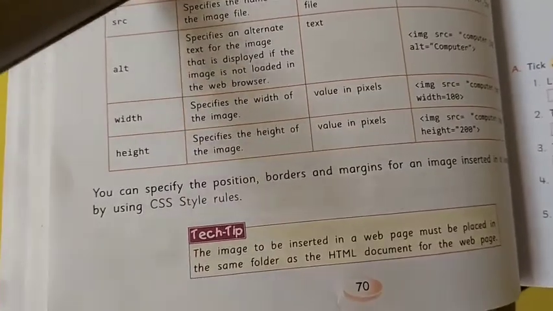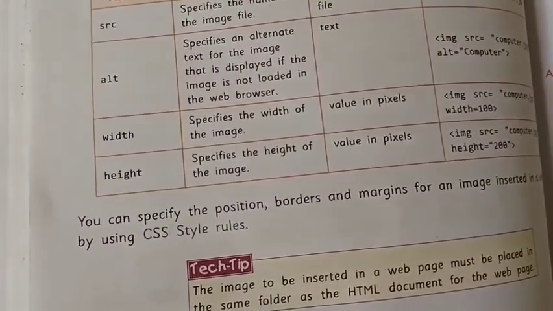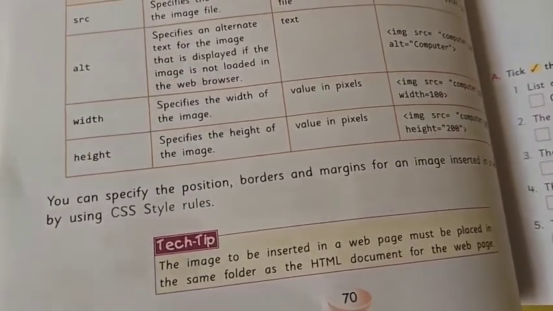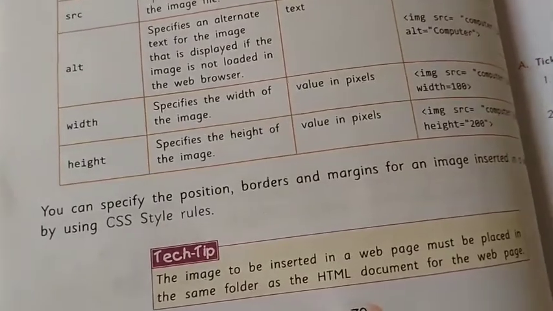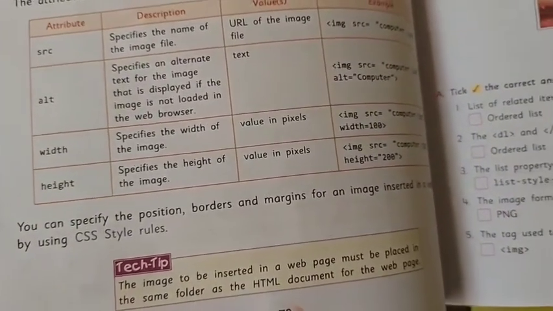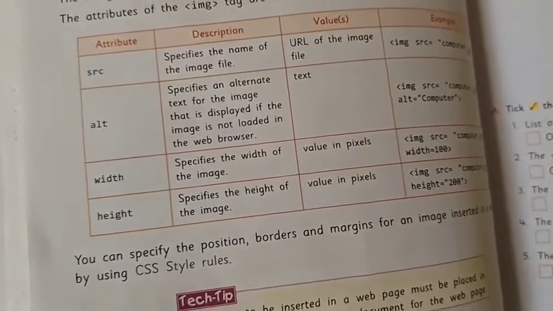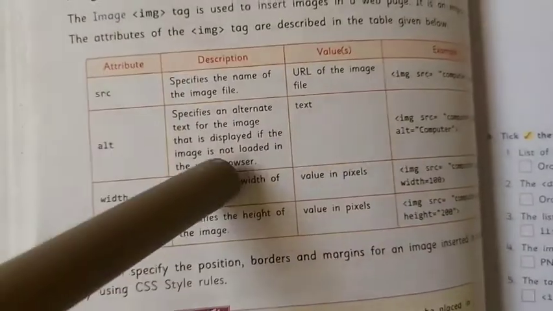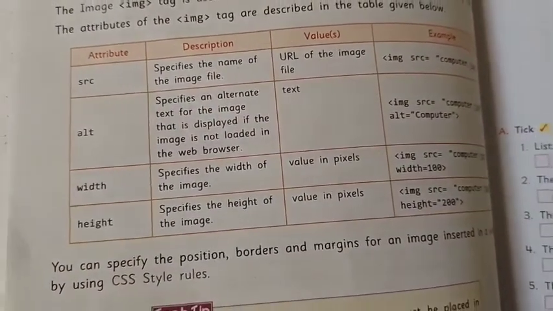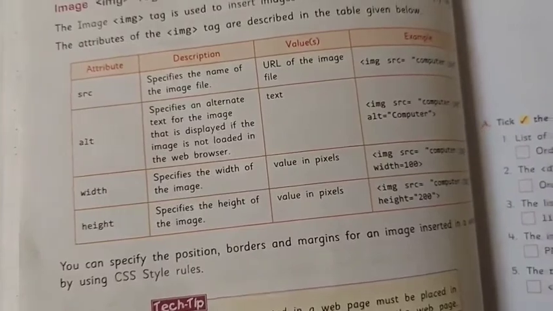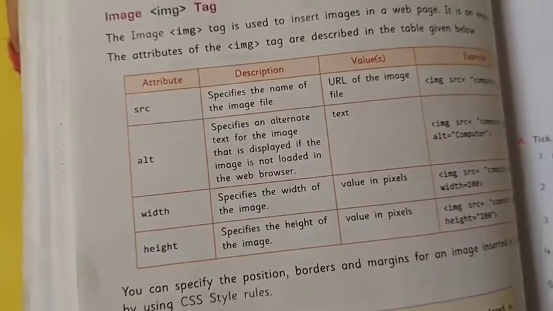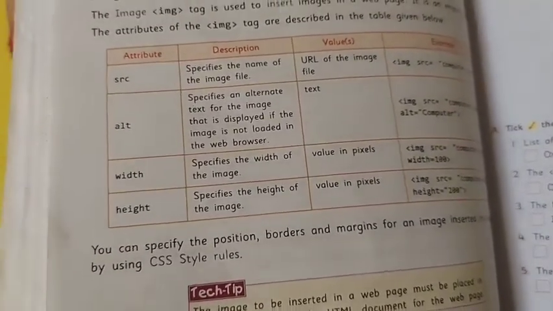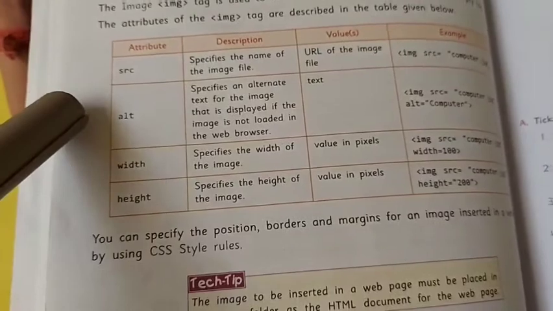Then the alt attribute. This will specify the alternate text for the image. Means, for example, instead of the original name, you have given some other name to the image. 1, 2, 3, 4 or anything you have given, that name will be specified here. Clear? Sometimes we just change that name, no? That .jpeg, if we find it difficult to remember, we just change the name. So in that case, we will use the alt attribute.